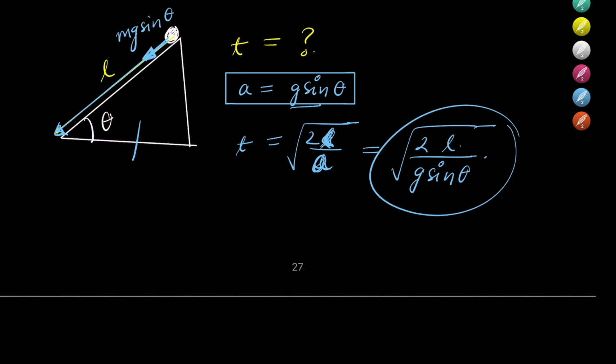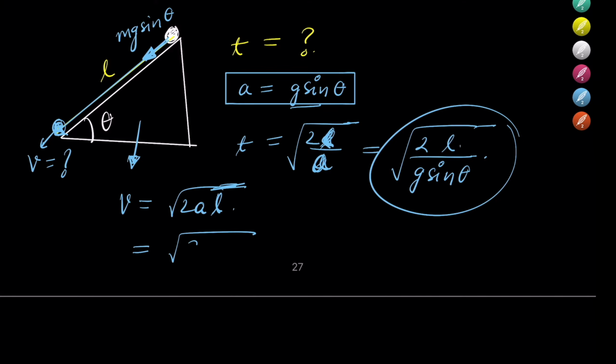In the same question, they can ask you with what velocity it will reach the ground. When it reaches the ground, what will be its velocity? The velocity formula is root 2gh, which we have studied in kinematics. So instead of g, it will be a, and the height it covers is L along the incline. So root 2 g sin theta into L.